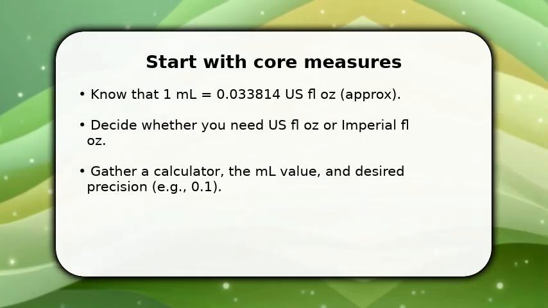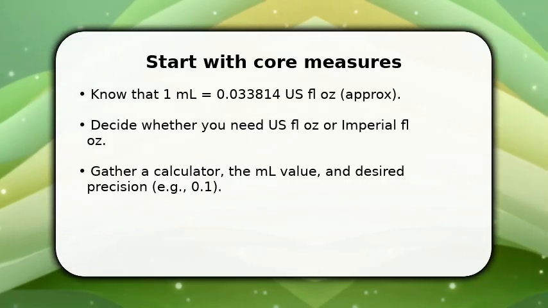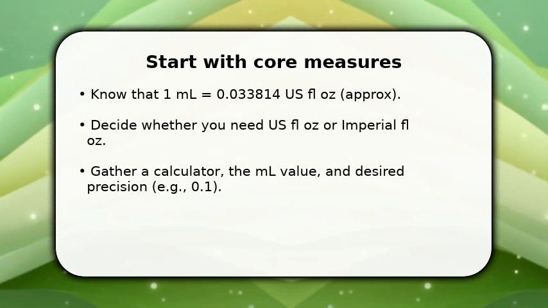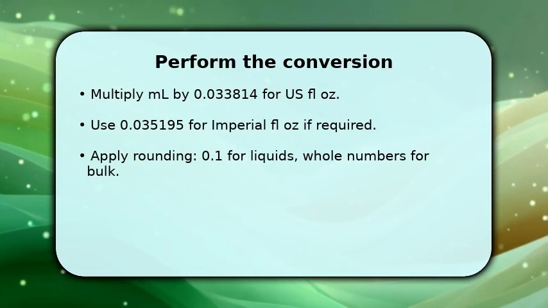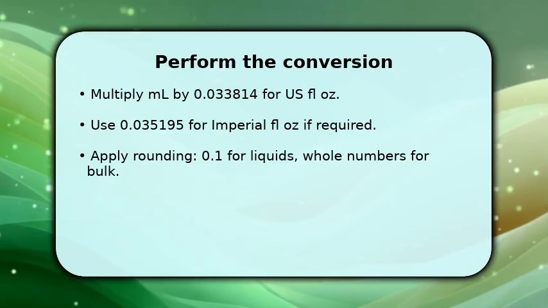Now, grab a calculator or use your phone. You will multiply the ml by the conversion factor. Make sure to set your calculator to decimal mode so you can get an accurate result. You now execute the math. Multiply the ml amount by 0.033814 to get US FL Oz.